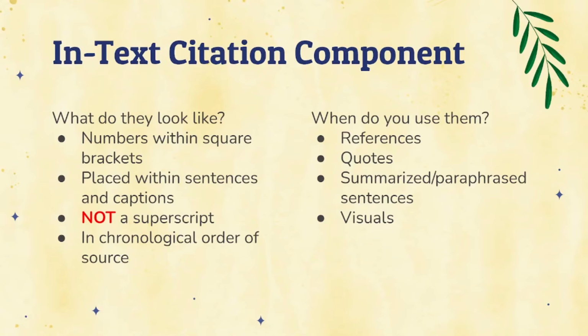So the first source you cite will have a number 1, the second source will have a number 2, and so on. The only thing to remember here is that once a source has been cited, it will continue to be cited with the same number as it was first assigned. We'll talk more about multiple citations of the same source later in the presentation. In-text citations are used whenever writing an idea that belongs to another source, including when that idea is referenced, quoted, summarized, or appears as a visual. This is exactly the same as any other type of referencing.